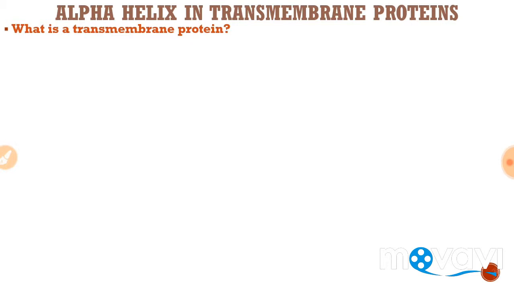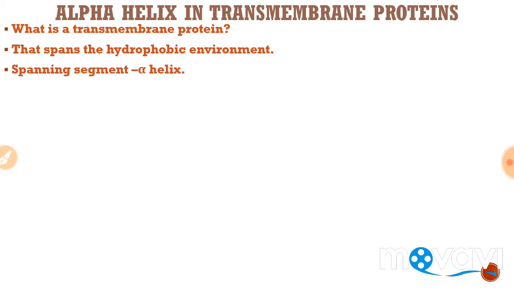We have already discussed the types of membrane proteins, and this transmembrane protein is one of them. If you haven't watched the previous videos about these membrane proteins, I would suggest you please watch them and then come here. So we are only interested here in the spanning segment of the transmembrane protein, the segment which is going to span the hydrophobic environment, which is formed by the fatty acid chains. So what is that segment? It's mainly formed of alpha helix. So the spanning segment has the conformation of alpha helix.